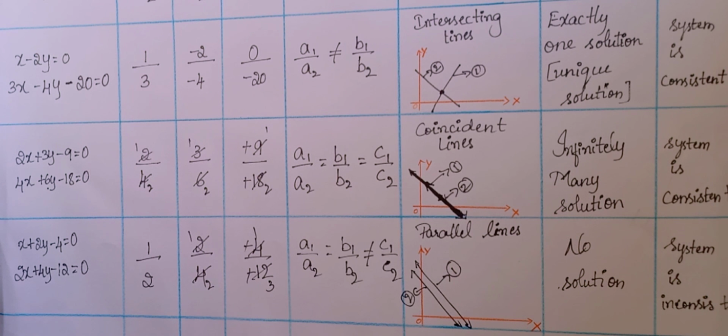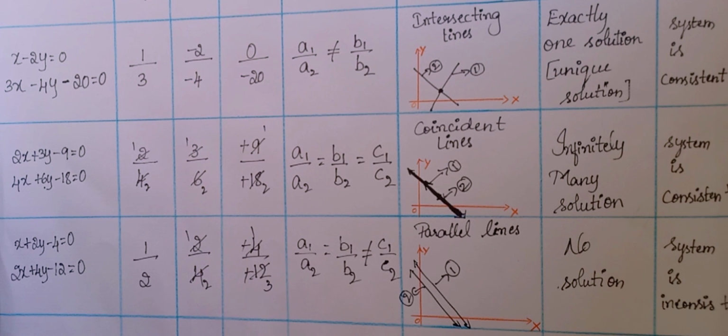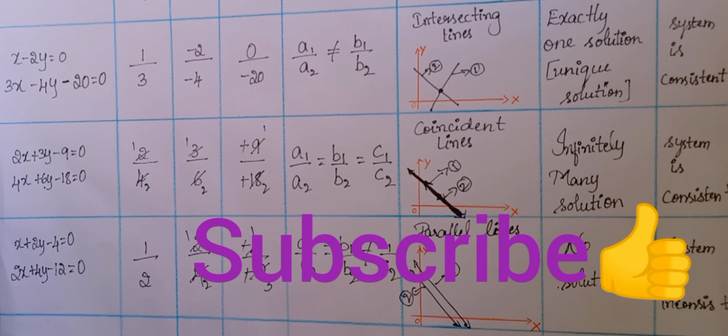From an exam point of view, these conditions are very important, because in an exam they will ask an MCQ, or a 1 mark question, to check whether it is consistent or inconsistent. Otherwise they will ask whether it is intersecting lines or parallel lines. Be thorough with these conditions.